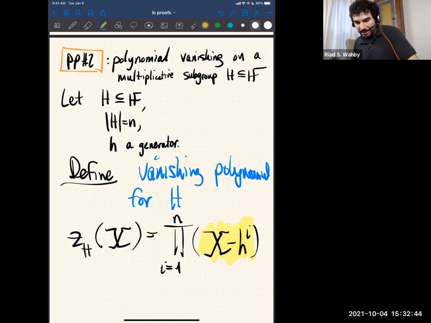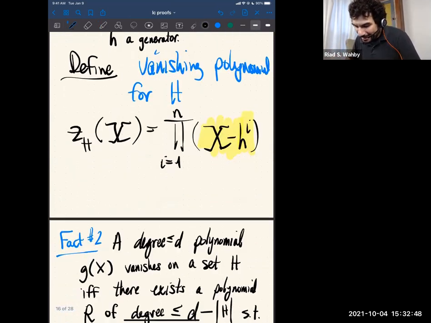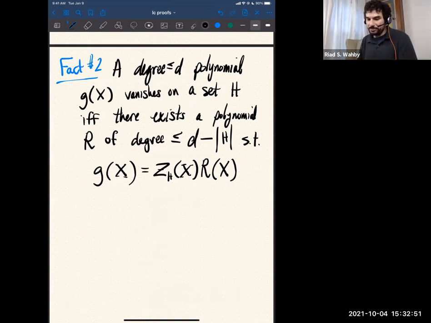Okay, so now we need a second fact. Any polynomial g of x of degree less than d vanishes on some set H if and only if there exists a polynomial R of degree D minus the size of H, some degree close to D, such that G of X is equal to the vanishing polynomial on H times R. In other words, if a polynomial vanishes at every point on H, then it's divisible by the vanishing polynomial on that set, and therefore there exists a polynomial such that we can multiply the two and get the original. This is the fact that we're going to use to build our second protocol.